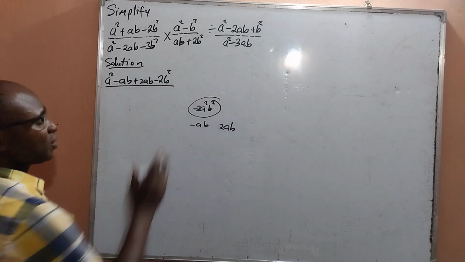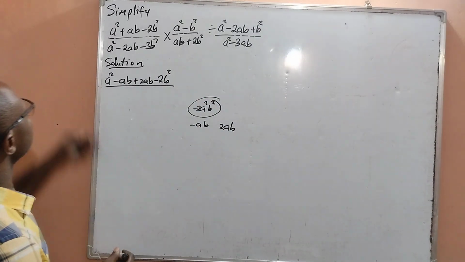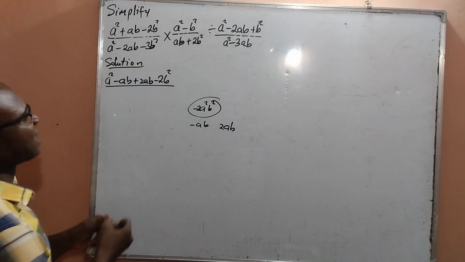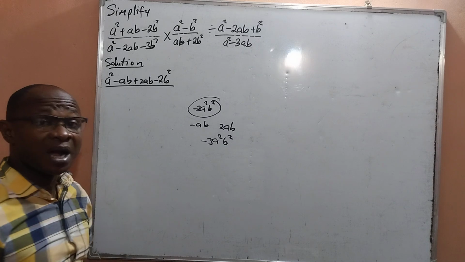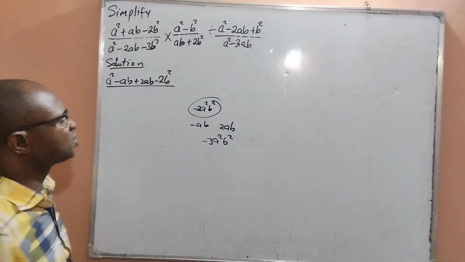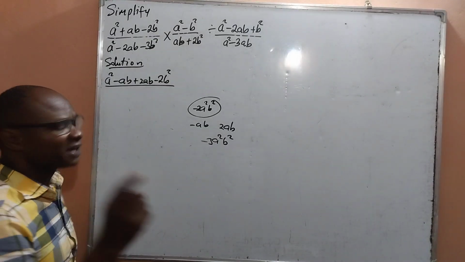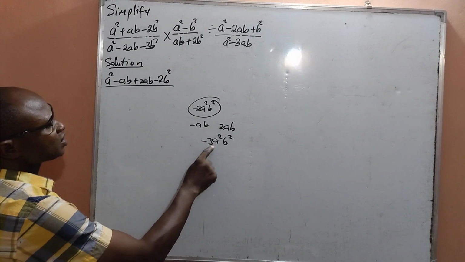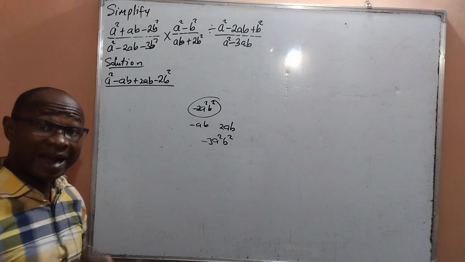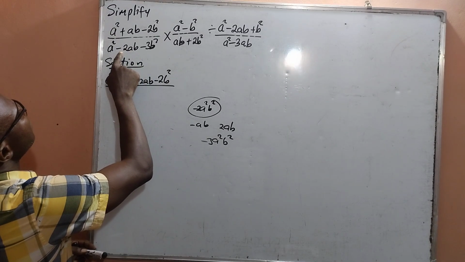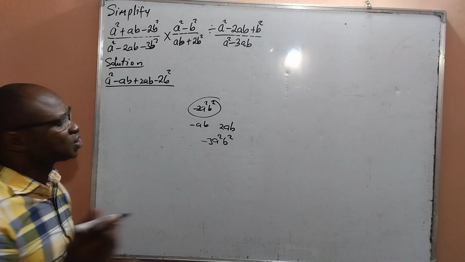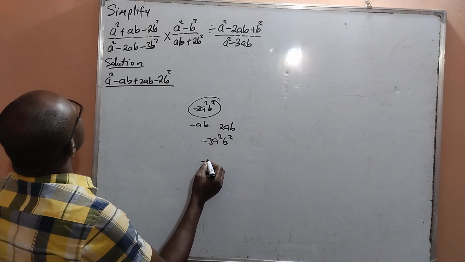All over, I go to the denominator. I will do the same thing. The first term multiplied by the last term is going to give me minus 3a squared b squared. I will do what I did in the numerator, which is looking for two numbers I will multiply and get minus 3a squared b squared, and when I add those same two numbers, it is going to give me the middle term, which is minus 2ab.